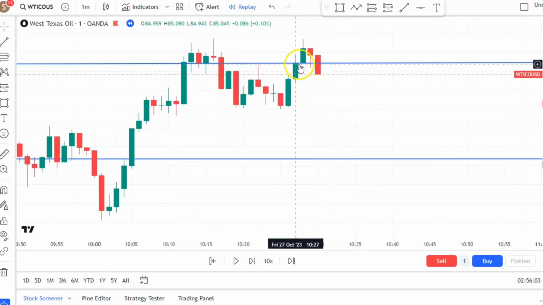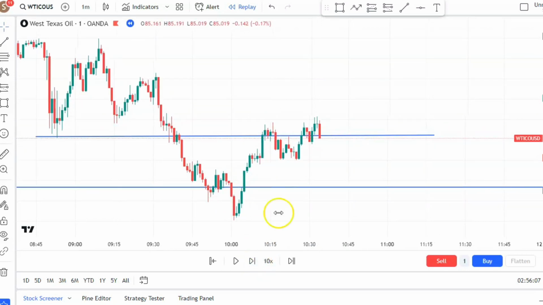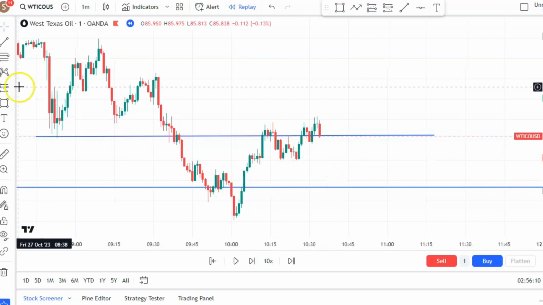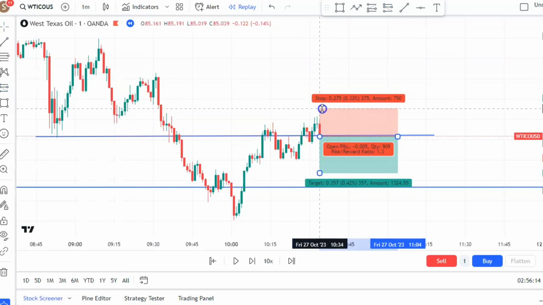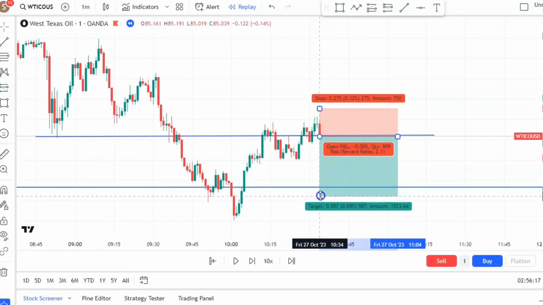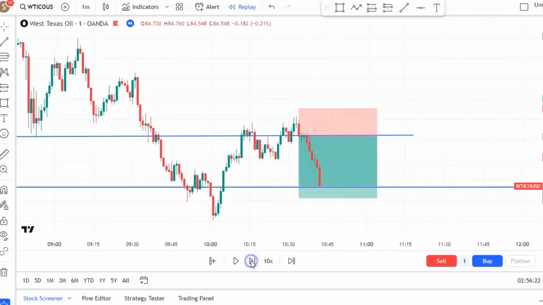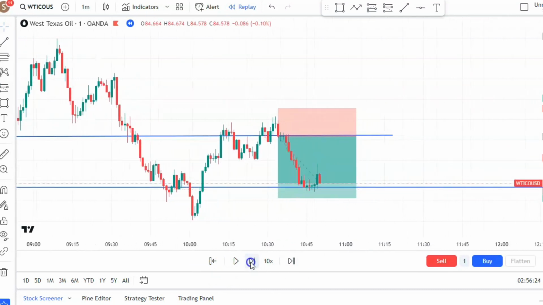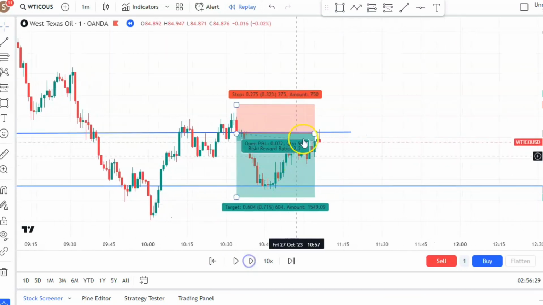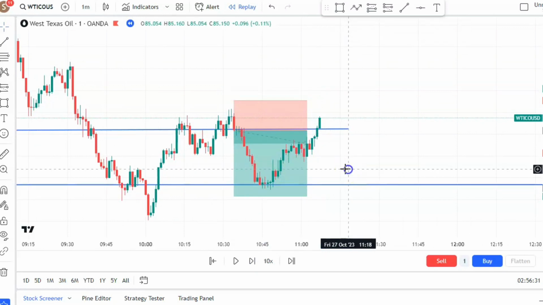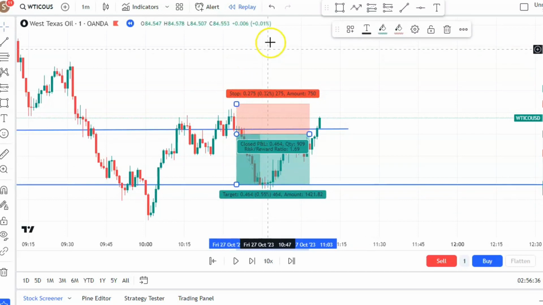Now, no, this is not an entry. This is not an entry. But I would definitely take that as an entry. My stop is above there, 60 pip take profit. I don't know what the market will do. So at 11, well, I would have already gotten out somewhere around here.